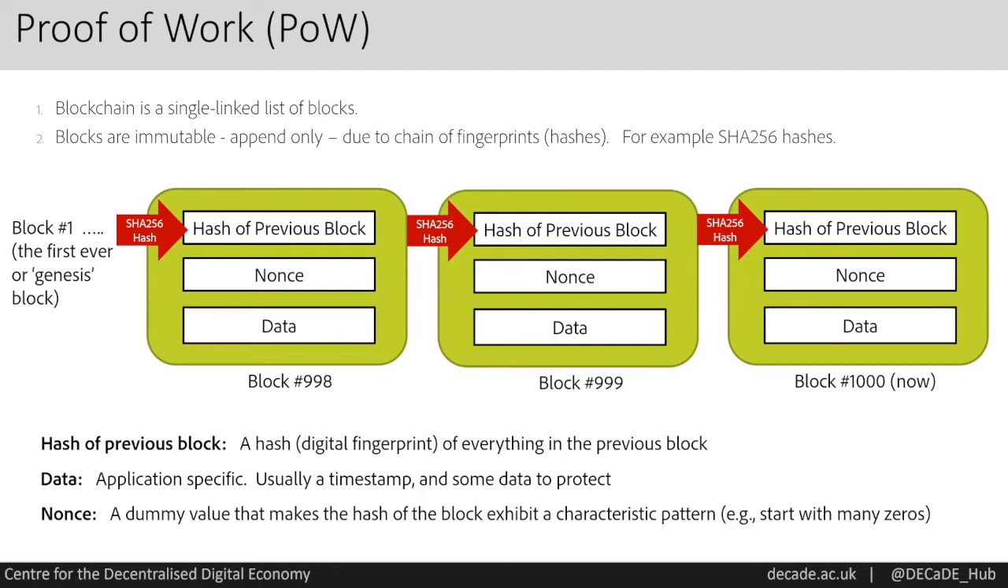And it turns out that it's actually quite difficult to do this because we have this thing also in the block called a nonce. And what this means is it's basically just a dummy value, just a number, okay? But we choose that number so that the hash, the fingerprint, exhibits a characteristic pattern. And it's very, very hard to choose a nonce such that the hash of the entire block, the fingerprint of the entire block, exhibits this characteristic pattern. And this process of finding this nonce is what we call mining.